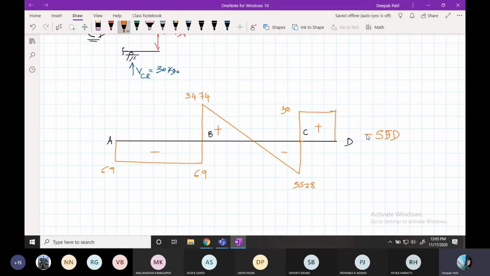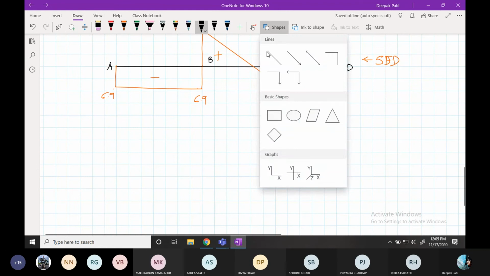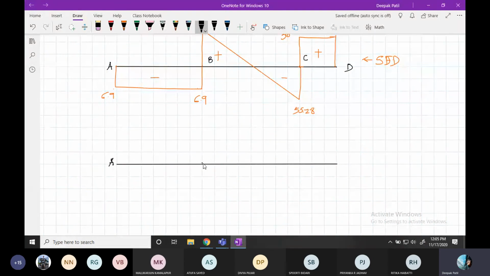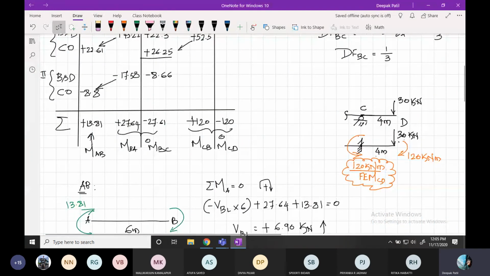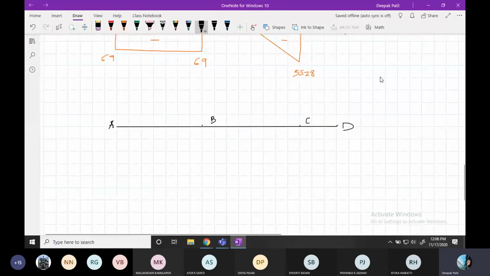Once you have drawn your shear force diagram, let me draw the bending moment diagram here. So this is your span A, this is B, this is C, and this is D. Now you have to see the moment distribution table. MAB is plus 13.81. Plus means it is clockwise. What you have to do is fix B and apply a clockwise moment of 13.81.